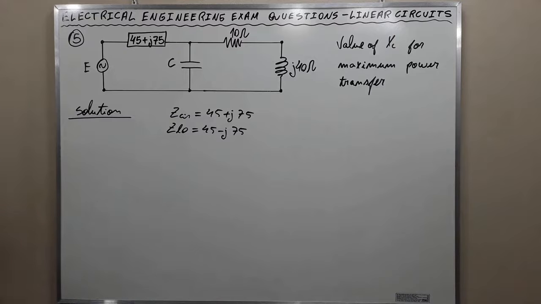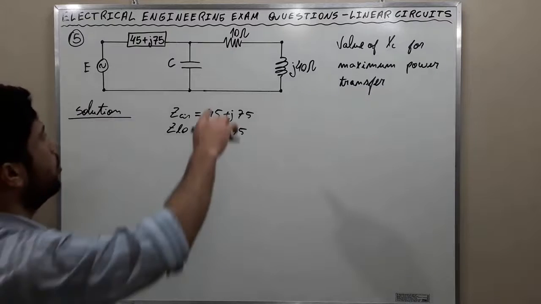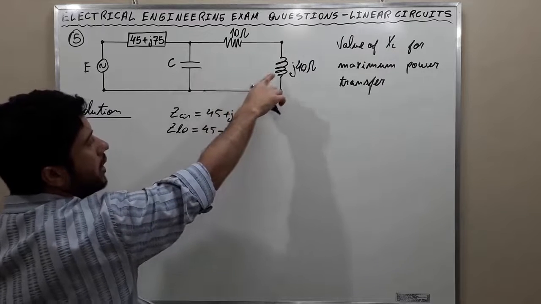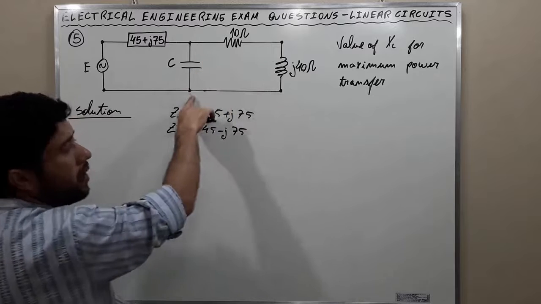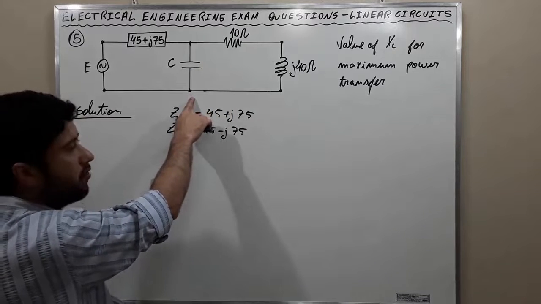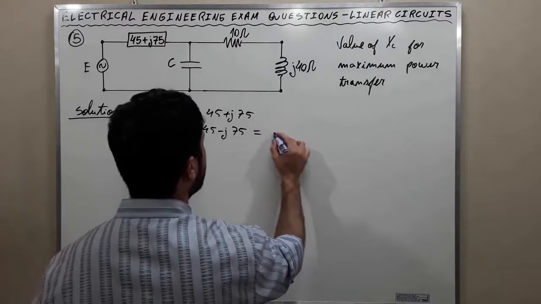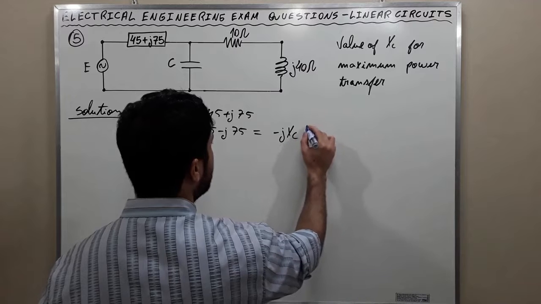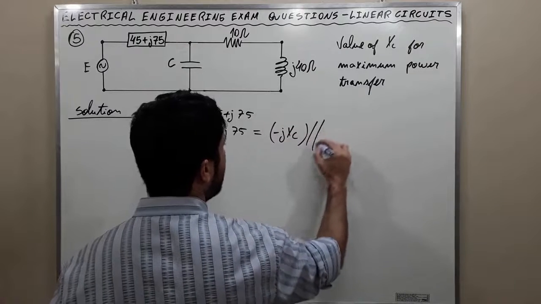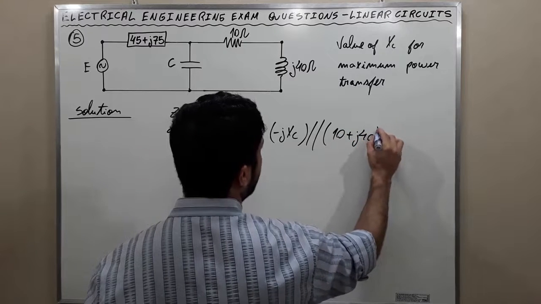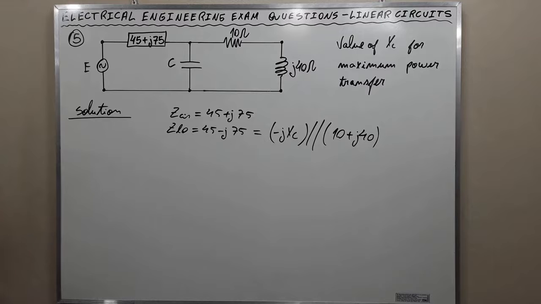Alright? And here at the load, we have a series connection between these two elements, and they together are in parallel with this capacitor here. Okay? Then we are going to have this negative JXC in parallel with 10 plus J40. Alright? This is what we need to understand before calculating anything.